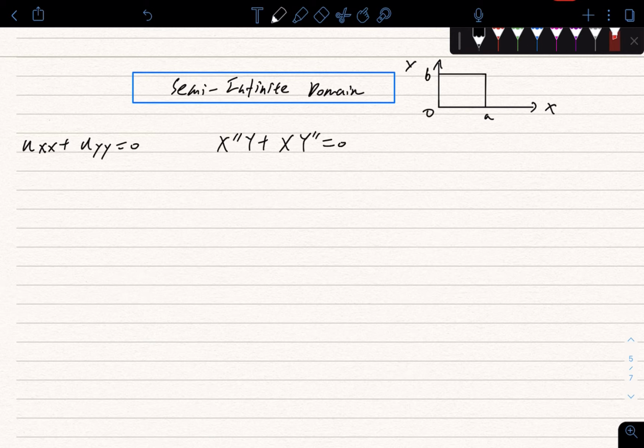And then we just tweak this expression a little bit. We get X double prime over X equals negative Y double prime over Y equals negative lambda. Then the domain of x is 0 less than or equal to x less than or equal to a, and the domain for y is 0 less than y less than b.